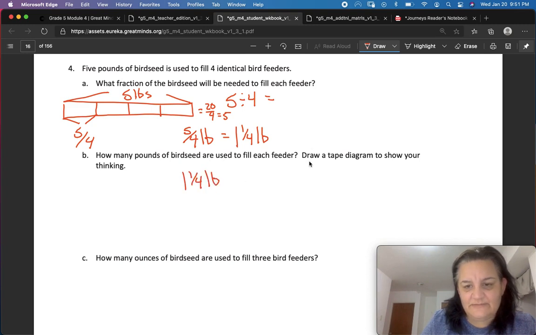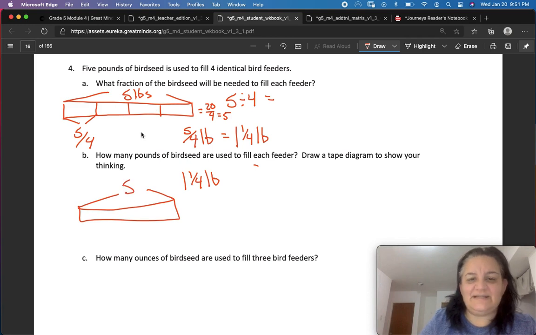That's weird. Why is it asking us again? It's just asking the same thing again. Okay, well, that's okay. We can do that. Maybe it didn't ask us to draw a tape diagram here, and we did, so. And 5/4 equals 1 1/4.